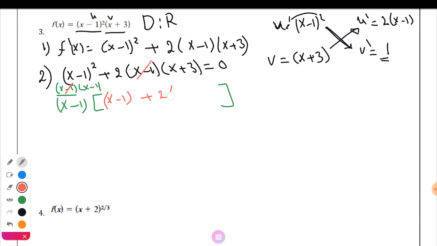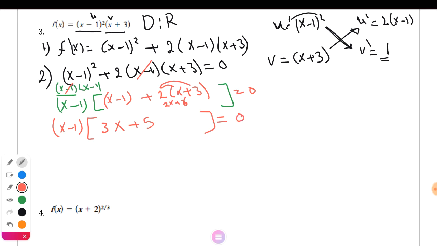Plus 2 multiplied by (x plus 3) equals 0. Then simplify, distribute this one, it will be 2x plus 6. Then simplify, it implies (x minus 1), which is a common factor, multiplied by x plus 2x, which is 3x. Sorry, plus 6, I'm sorry, plus 5 equals 0.